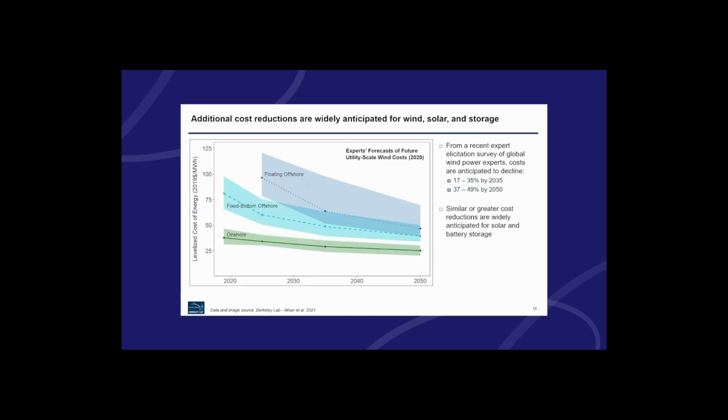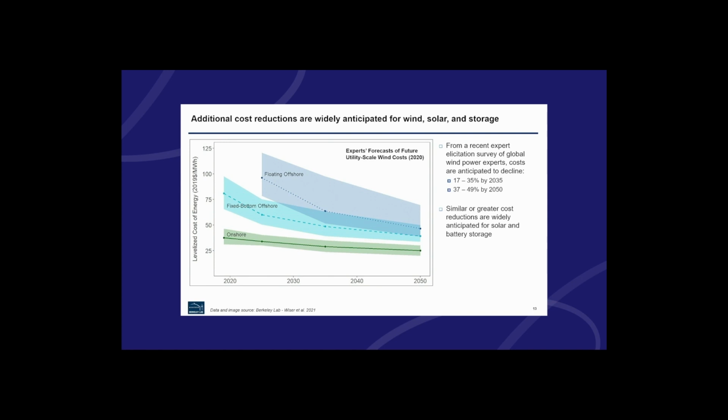What's in the pipeline? So the outlook, first I'm going to talk again about cost. We recently did an expert elicitation survey of 140 global wind energy experts to ask them about their anticipation of future costs for wind energy. And those expectations are shown in this chart with the levelized cost of wind energy, again on the y-axis, and time from 2020 out to 2050 along the x-axis.